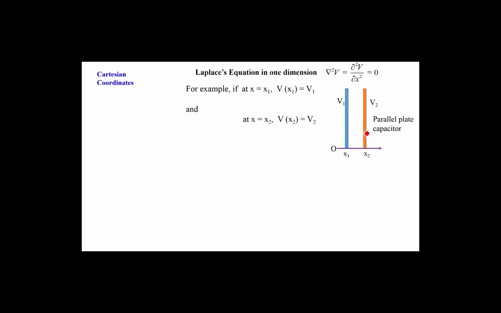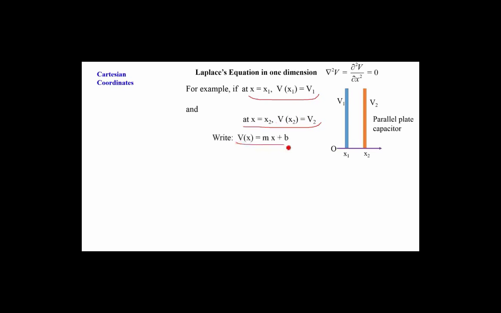We could argue that if these are conductors, the field over here and the field over here is 0, and also the potential would just be constant, which we could take as 0. X equal to x1 gives us a potential V1, and x equal to x2 gives us the potential V2. So those are our boundary conditions.